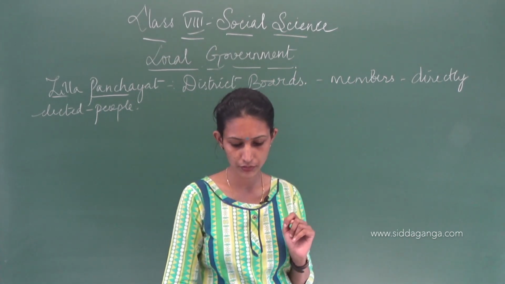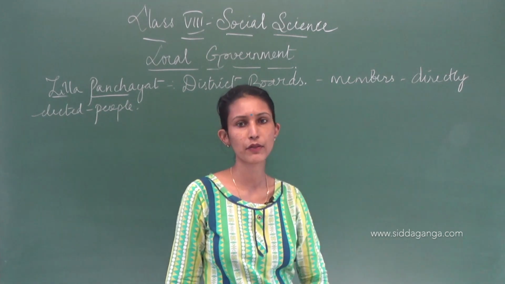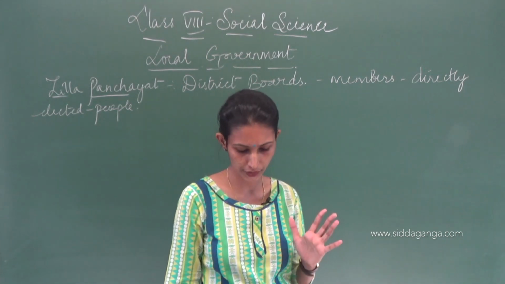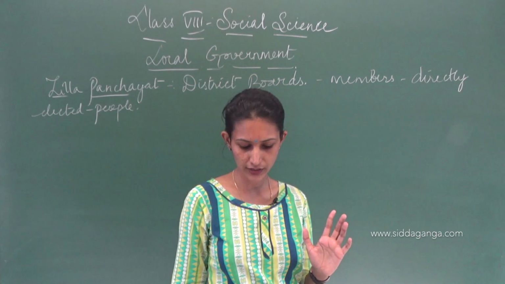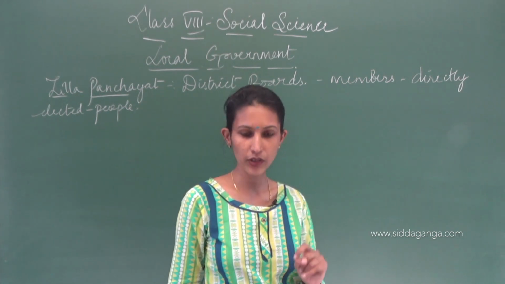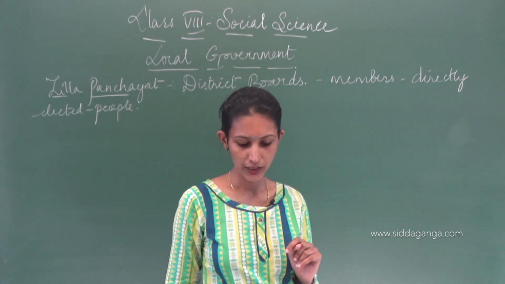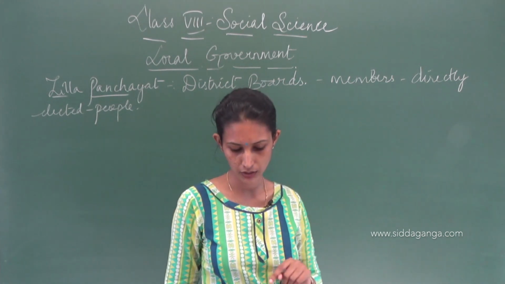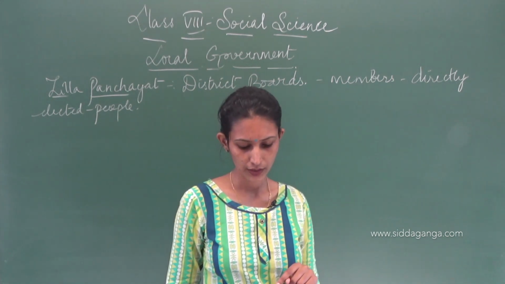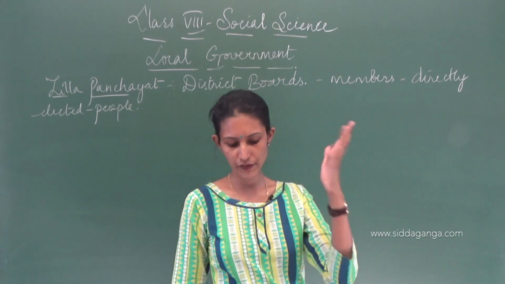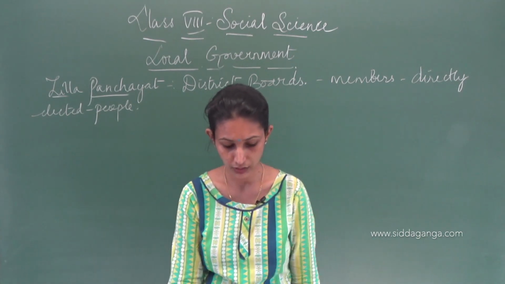In Kodagu there is one member for 18,000 population. In Chikmagalur and Uttar Kannada it is one member for 30,000 population. In Bengaluru it is one for 20,000. Then in other districts it is one for 35 to 45,000.